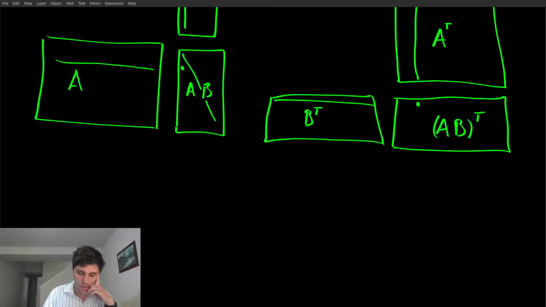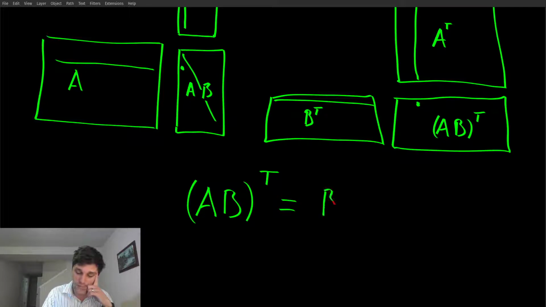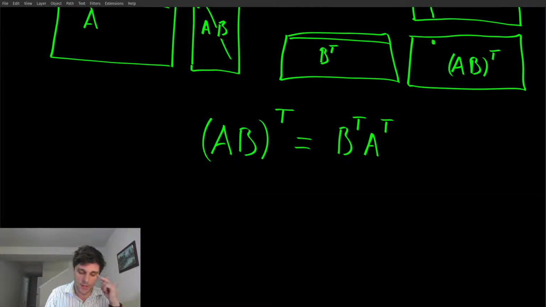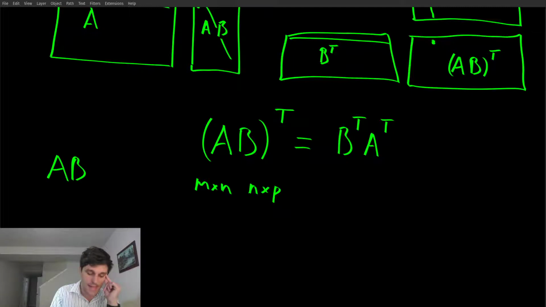And so the identity that I'm going to try and prove here is that AB transpose is equal to B transpose A transpose, like that. They flip. And the units on this check out also. So if A is M by N and B is N by P, right? Then I know the AB product is M by P, right?